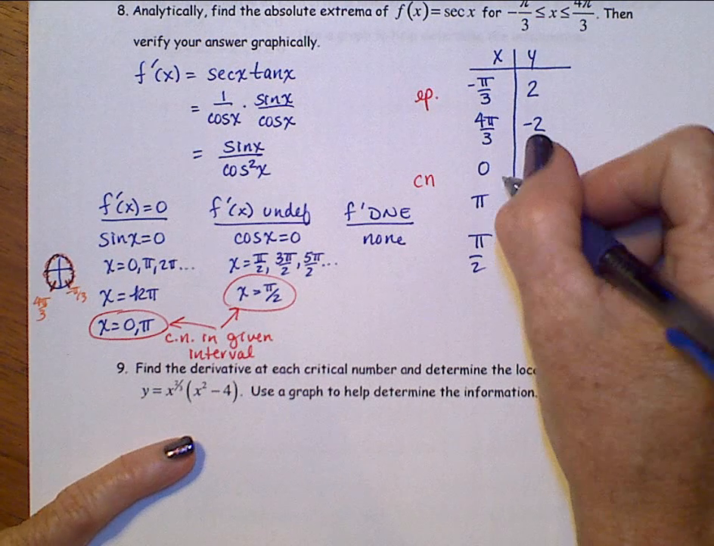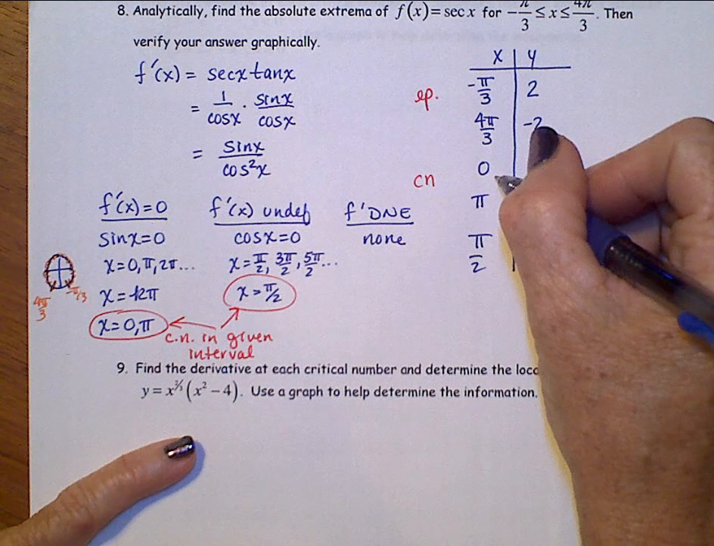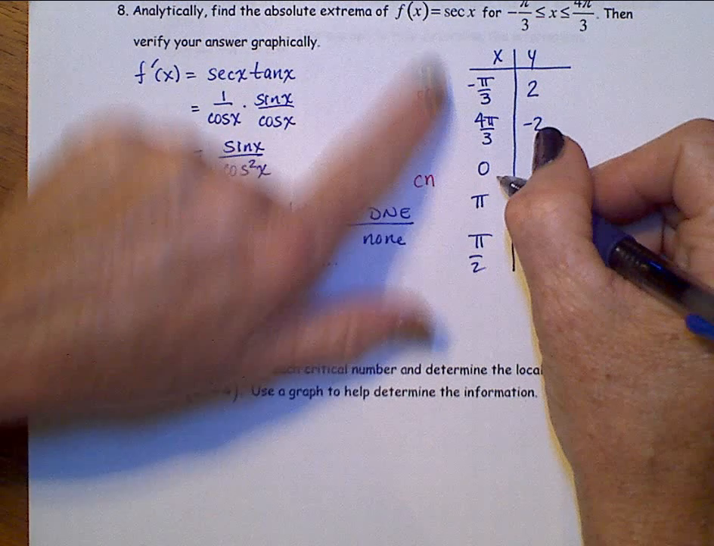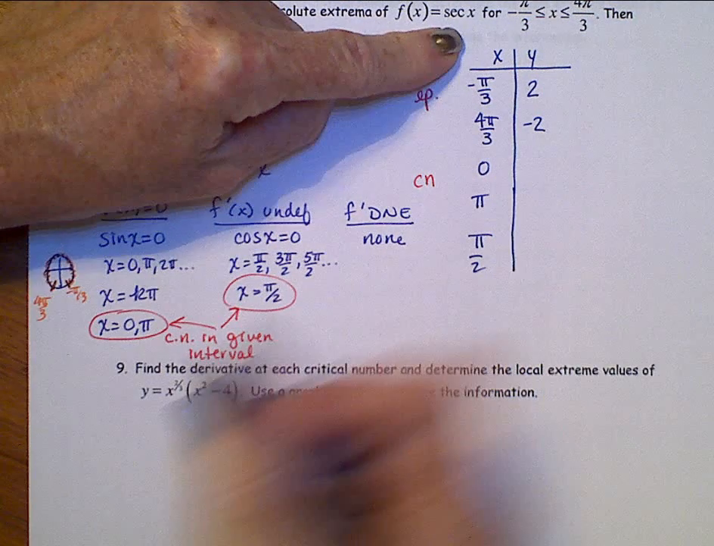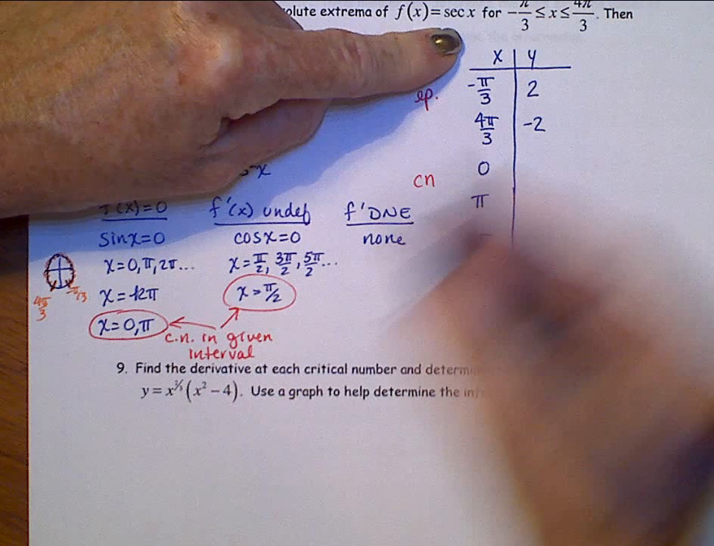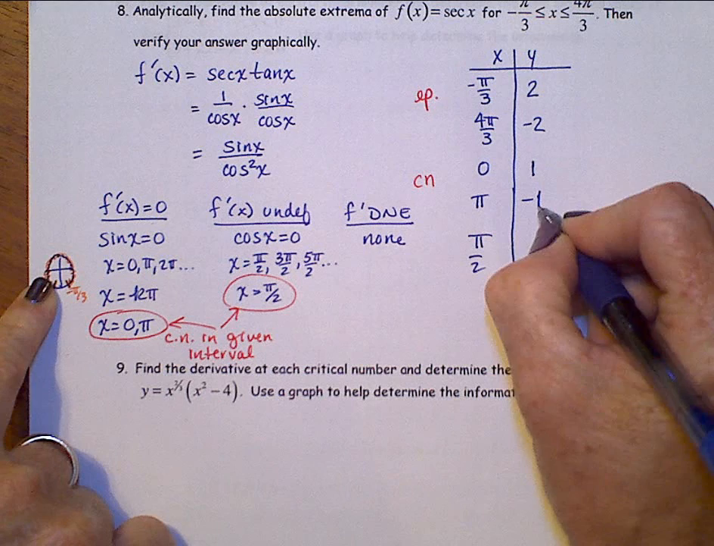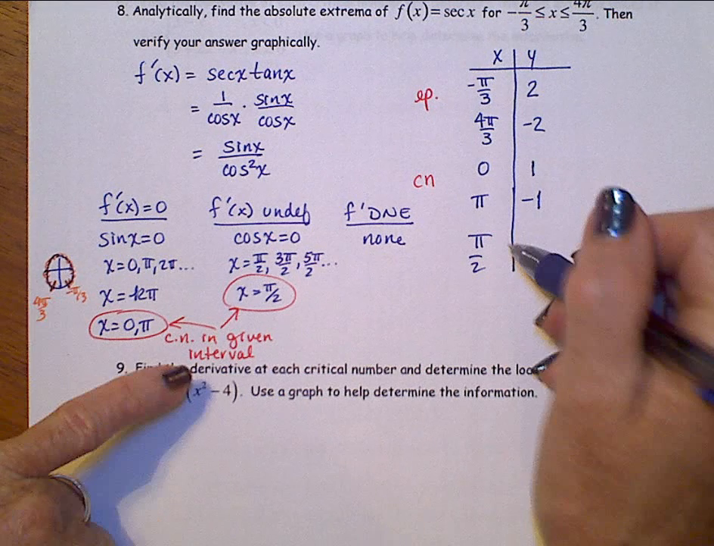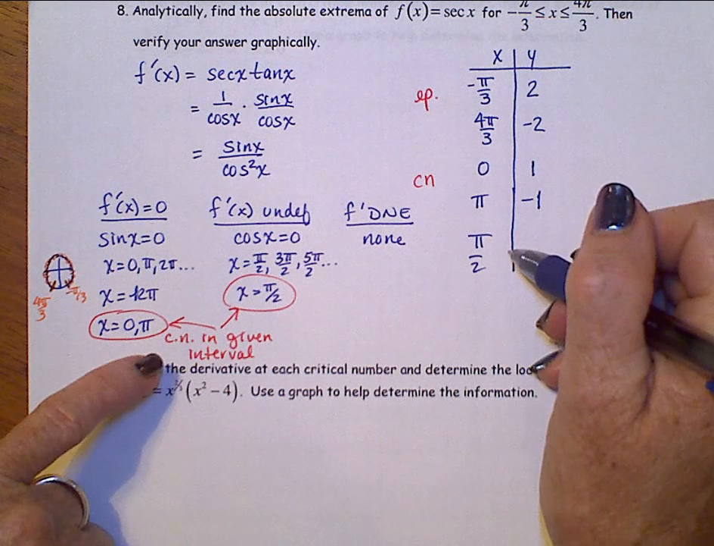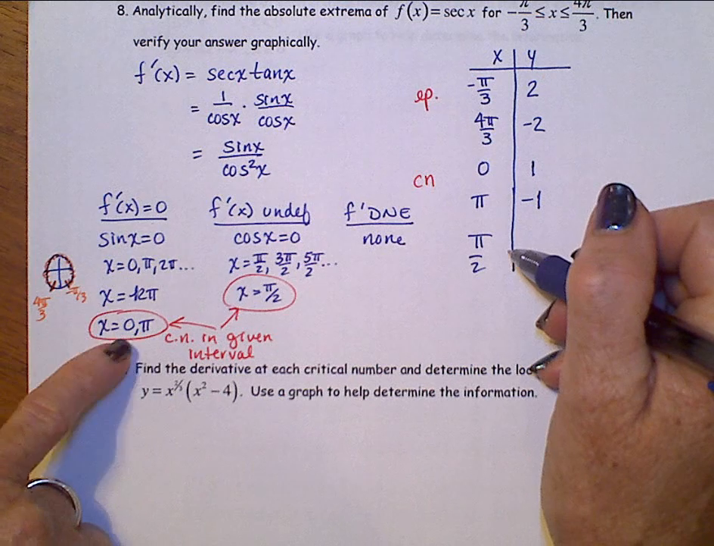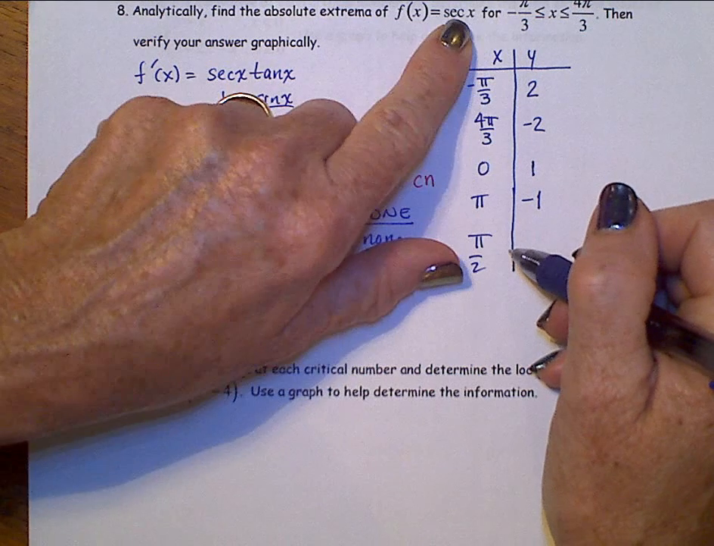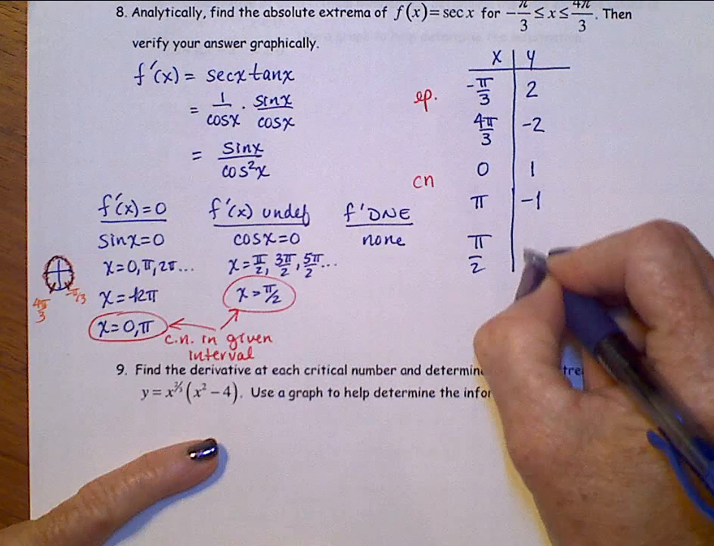At 0, plugging that in, the secant of 0. 0 is right here, that's going to be 1. At pi, negative 1. At pi over 2. Oh boy. Secant of pi over 2, that's undefined.